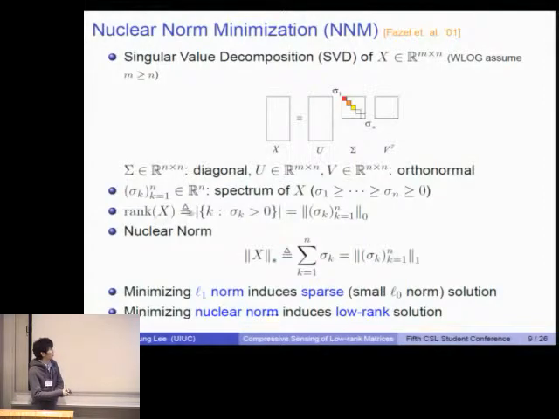Rank is defined as the number of non-zero singular values, which is equivalent to the L0 norm of the spectrum. Nuclear norm is defined as the summation of all singular values, which is equivalent to the L1 norm of the spectrum vector. From the study on compressed sensing of sparse vectors, it is known that minimizing the L1 norm induces a sparse solution. In this line, we can expect that if we minimize the nuclear norm, that will induce a low rank solution.